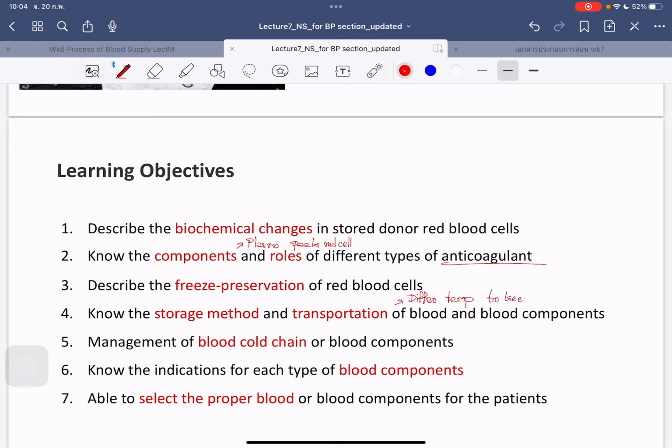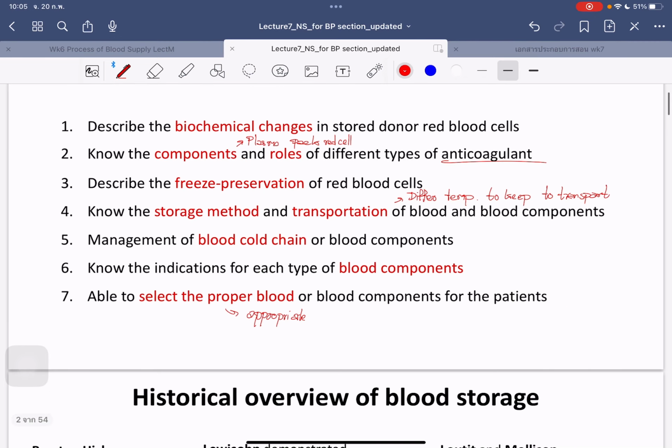In this case, it means that for the red blood cell, we have whole blood, we have packed red cells, we have leukocyte-reduced. Each one has different indication for use. And the seventh, you should be able to select the appropriate blood for the patient. Such as in the patient with thalassemia, can you tell me which blood component should be given to that patient? Packed red cells, yes. But we have specification of the packed red cells that you're going to learn today, that should be given to the thalassemia patient that is different from other patients.